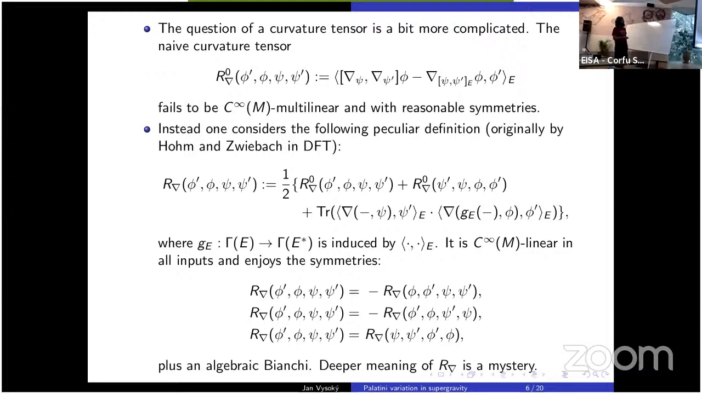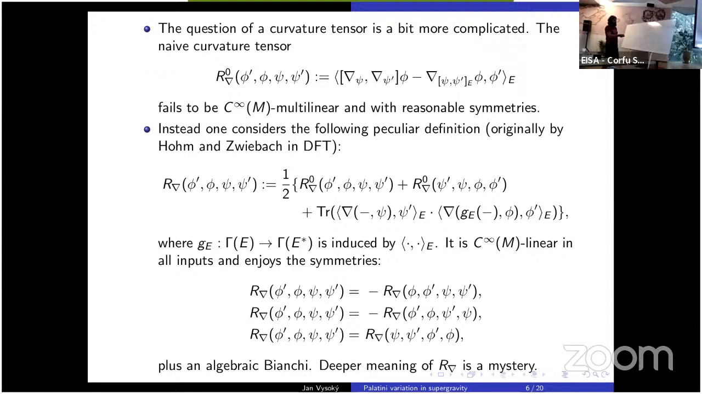invented something like this in double field theory. We mimicked their definition and used it for Courant algebroids, and you can define the curvature tensor like this. It looks strange, but fortunately it's linear in every input, therefore it defines a tensor. And what is interesting, it enjoys very nice symmetries. For example, you can interchange the last two inputs and get a minus, and it has interchange symmetry if you interchange two and two inputs.